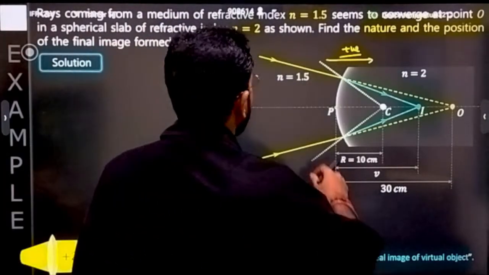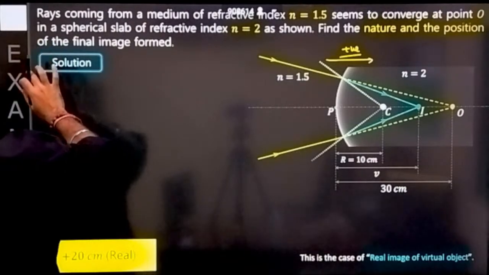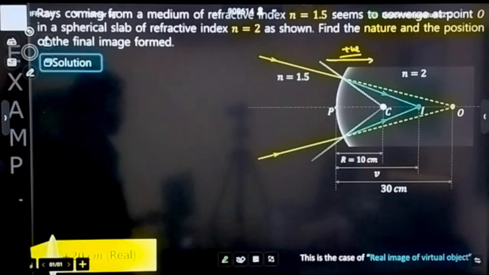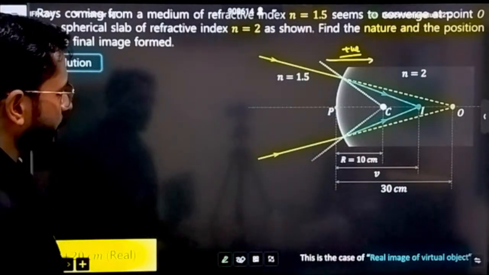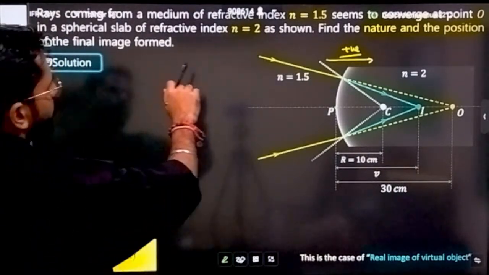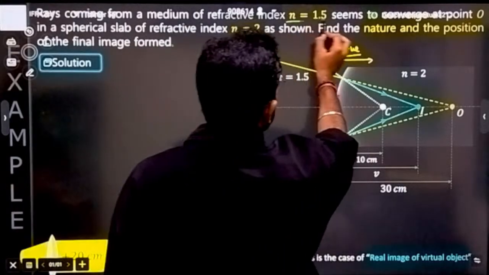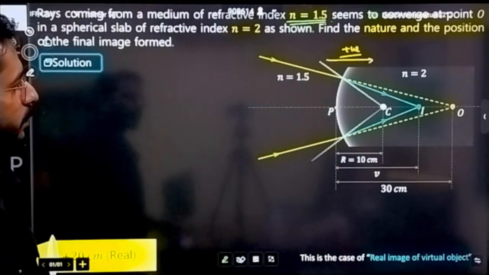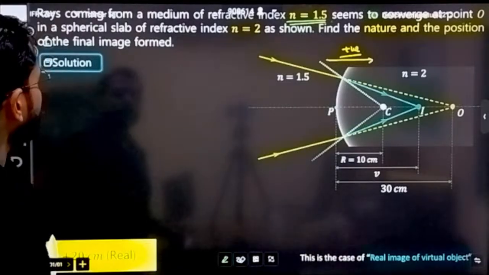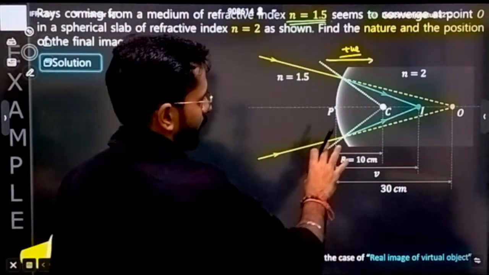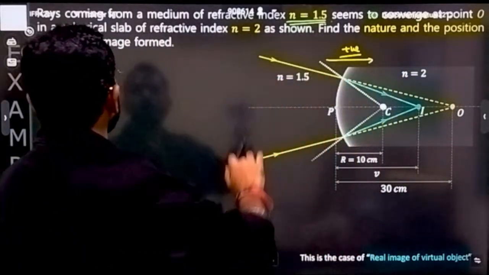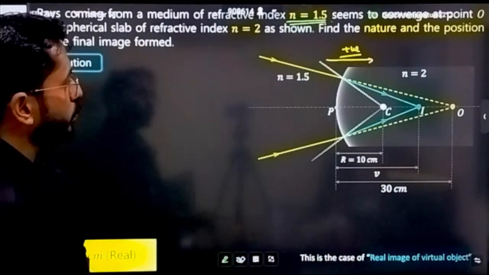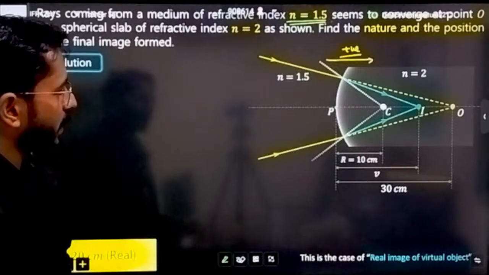Now see, one more question, to clear the sign conventions. Sign conventions are very important for us. Once you understand the sign convention, then there is nothing. See, what is the question? Rays coming from a medium of refractive index n equal to 1.5 seem to converge at a point O, in a spherical slab having refractive index 2, as shown. Find the nature and the position of the image formed.